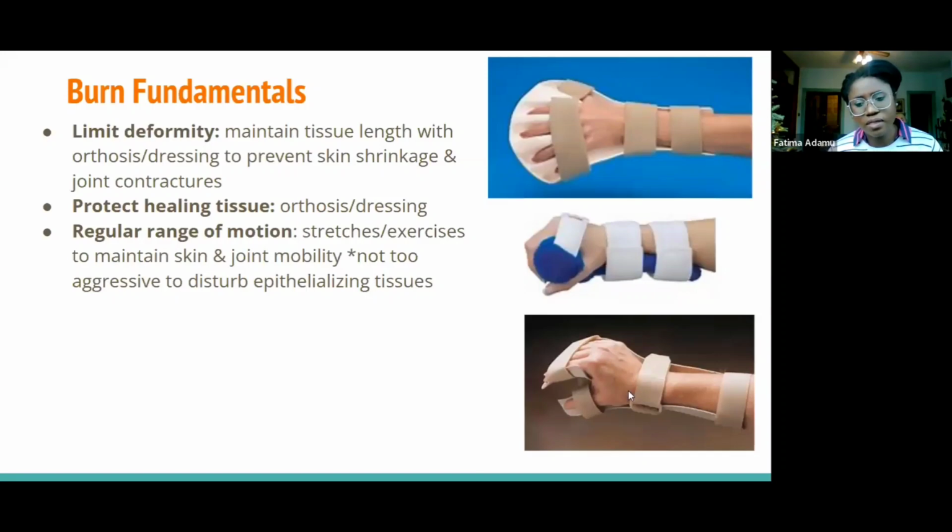Again, placing that hand in that safe position. And the thumb, it's very important to keep that web space open. So in this splint up top, you see that the fingers are separate. If the burn is anywhere near the thumb, also want to make sure that the thumb web space is kept open so that eventually they can use their hand. So you never want to leave a burn hand sitting flat and squished together like that.